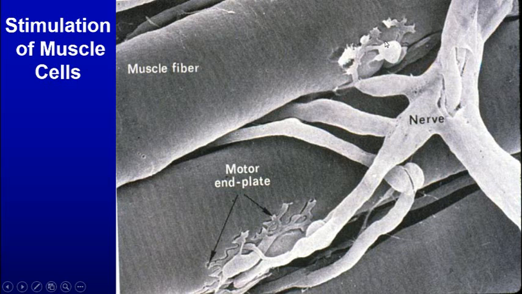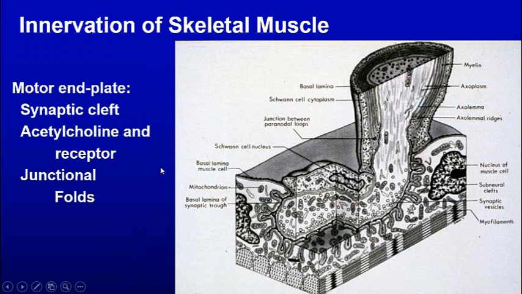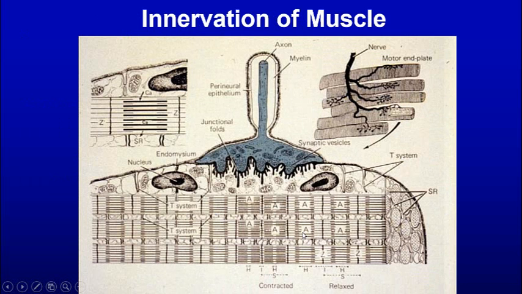So here we see the motor end plate. We've got a nerve here interacting with multiple muscle fibers. You can even see the striations in the muscle fibers. The motor end plate has this kind of infolded part. You've got the synaptic cleft in through there, and junctional folds. These junctional folds increase the surface area of the muscle cell so that you can have more exchange with the nerve. And so the nerve's coming down here, the motor end plate, in through there.